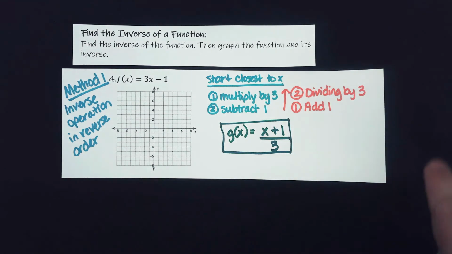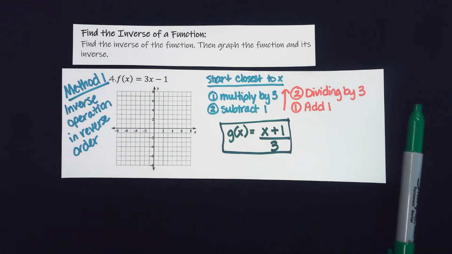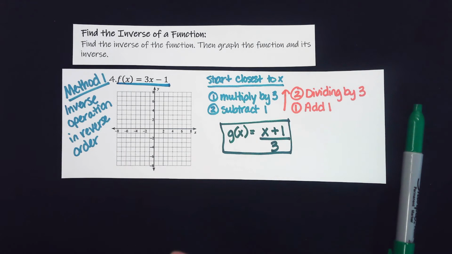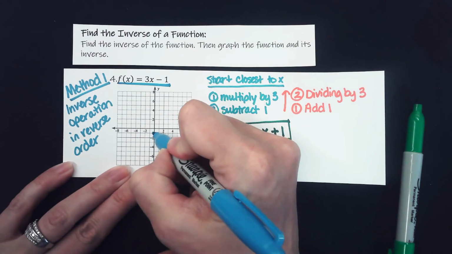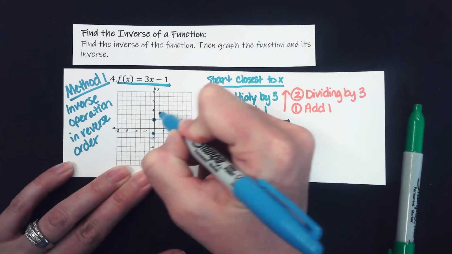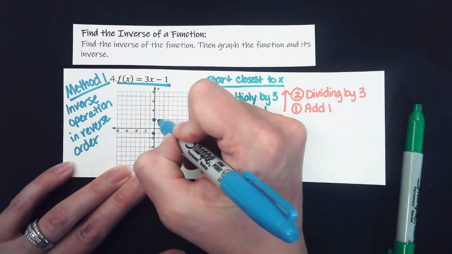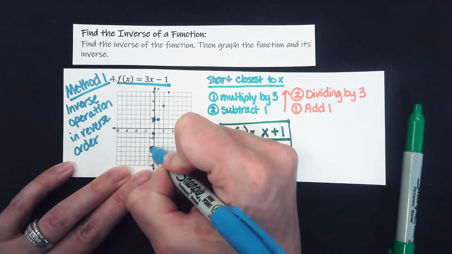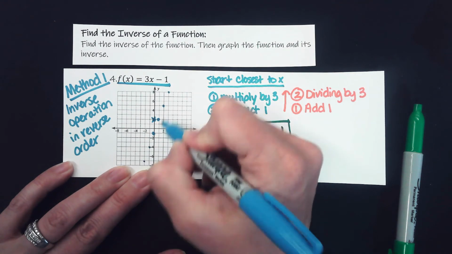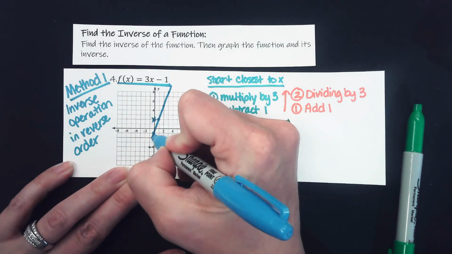So if I graph these two functions, I'm going to start by graphing the original function. Okay, I had a y-intercept of -1 and a slope of 3. Let's see. 1, 2, 3. Alright. So it's a line that looks like this.